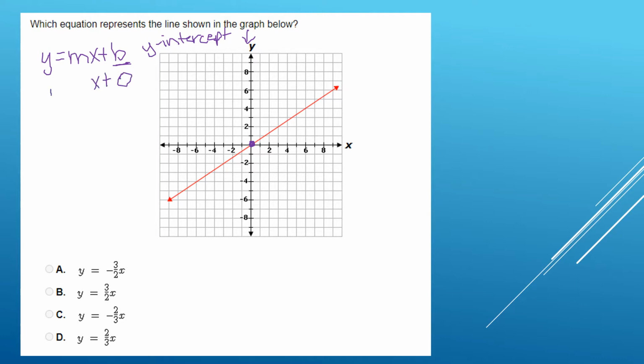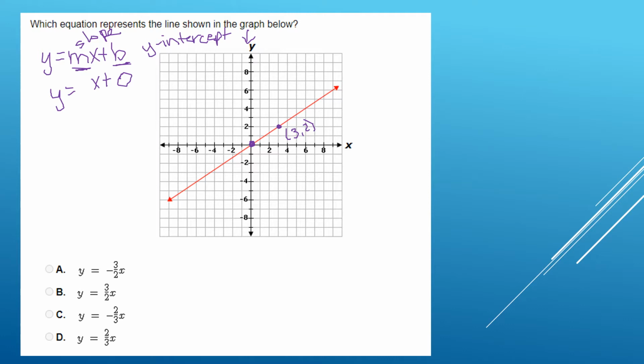x and y always stay. The only thing that changes is m and b. The m is your slope. So I've got a point there. And now I'm going to look for another point where this line crosses the grid, so I can tell exactly, hey, that point is 3, 2. So I want to get from the first point to the second point.